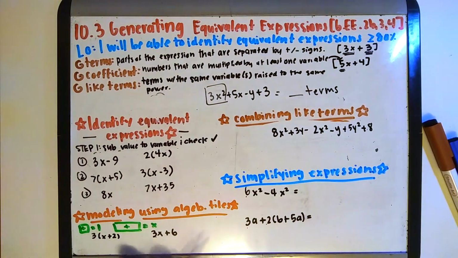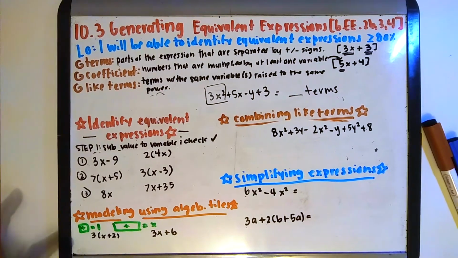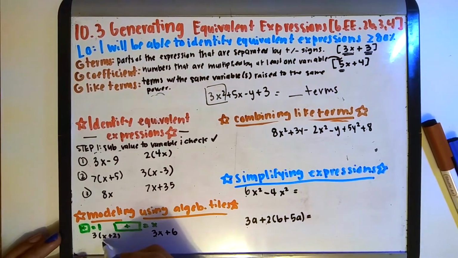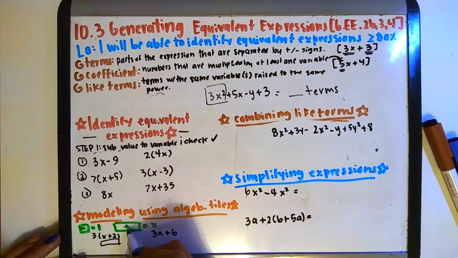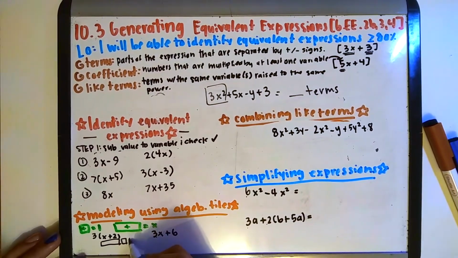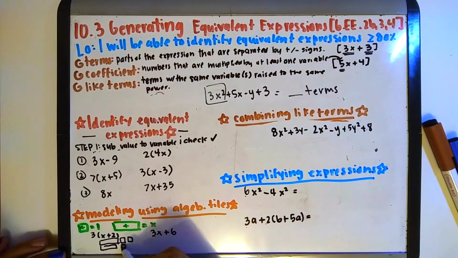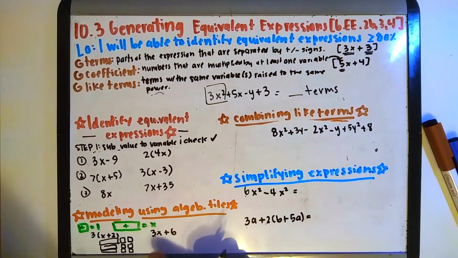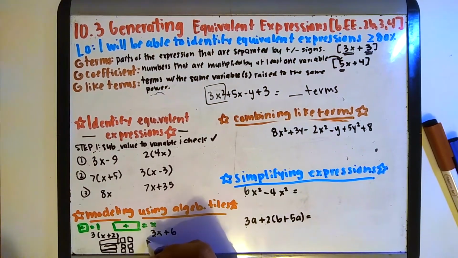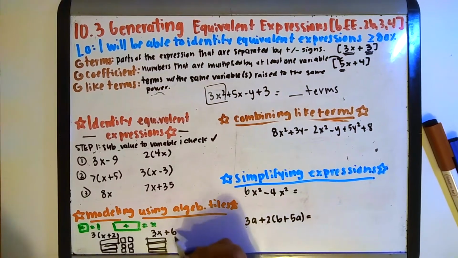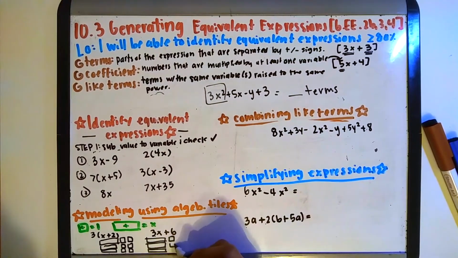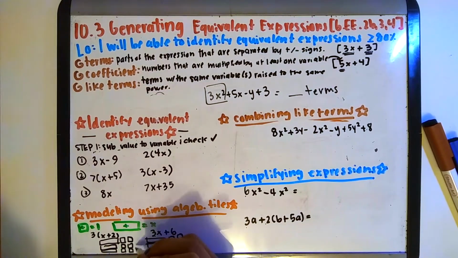So in this case, I have 3 groups of that. So how can I represent this? I can represent that by doing an X tile, which is that, and then 2 little ones, right? So that's one group, but I need 3 of those. So then I have to repeat that same process 3 times. Now for this one right here, I have 3 X tiles. So I have 1, 2, 3, and then I have 6 little ones. So can you see that they're exactly the same?